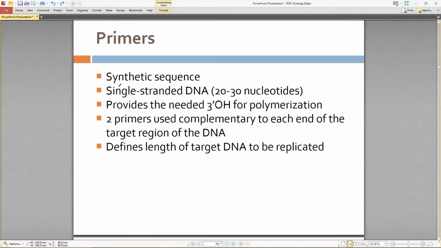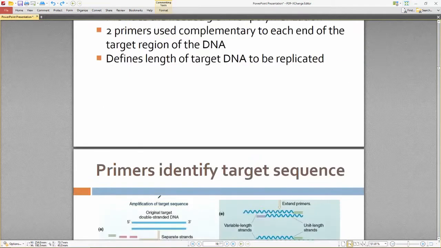Primers are a synthetic sequence, so we create them. They're single-stranded DNA, 20 to 30 nucleotides, and they provide the 3' end for polymerization. 2 primers are used, complementary to each end of the target region of the DNA. And as I said before, each molecule will take 2 primers. These primers define the length of the target DNA to be replicated. And we went through that in Paint.